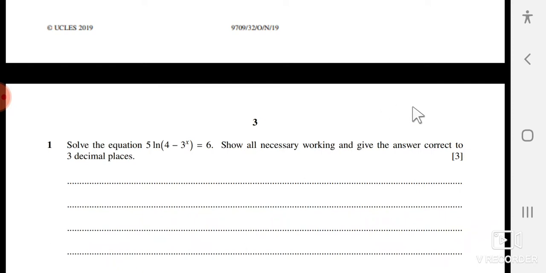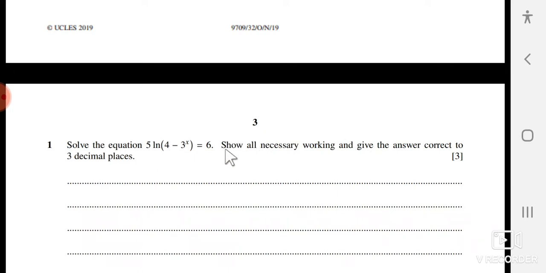Once again, this is a very simple question. Solve the equation 5 ln(4 minus 3^x) is equal to 6. Show all necessary working and keep the answer correct to 3 decimal places. This is a logarithmic question. A logarithmic equation is given there. It's very simple if you know that ln 1 is equal to 0 and ln e is equal to 1.